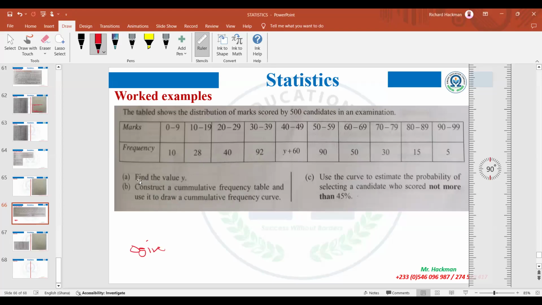At this point, we need to find the value of y before we can construct the table. So how do we find the value of y? Remember, there is only one unknown. So there should be either hidden information or direct information given to help you find your y. How do we find y?